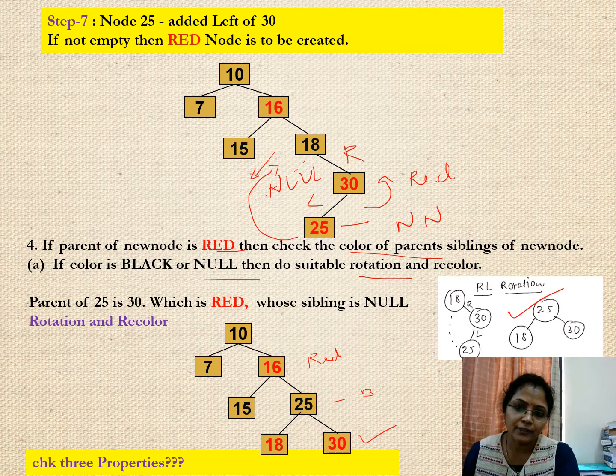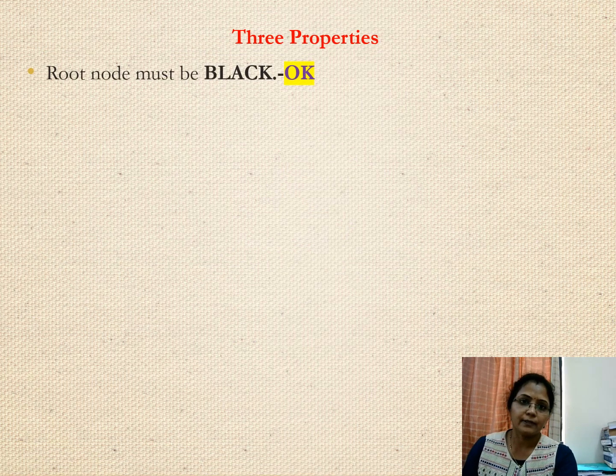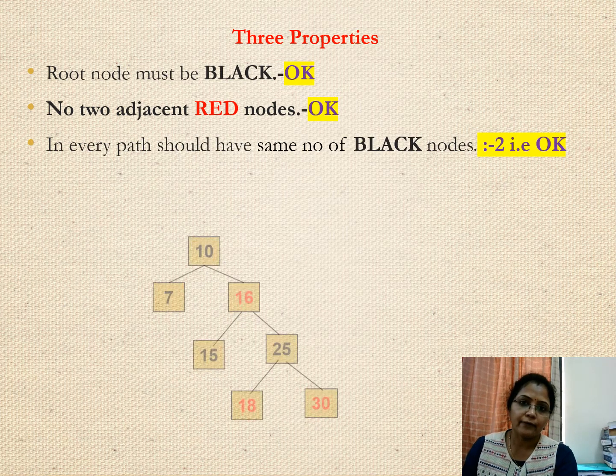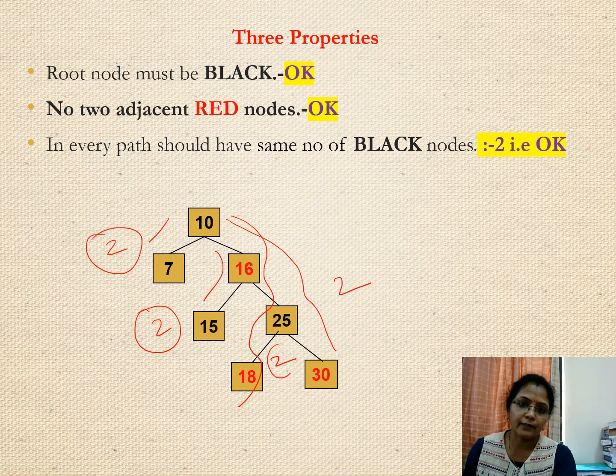So now again we have to check the three properties. So now again the root is black, it is okay, and no two adjacent red nodes are there, and we can verify the number of black nodes in every path. So here it is 2, in this path also 2, again on this path also 2, and we do have one more path here, it is also 2. So the number of black nodes in each path is the same. So yes, it's a red black tree. Proceed further.